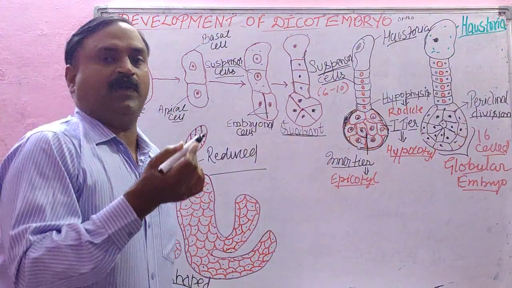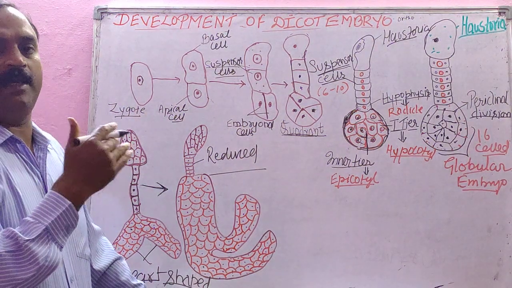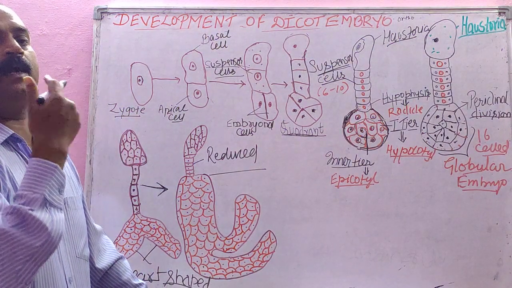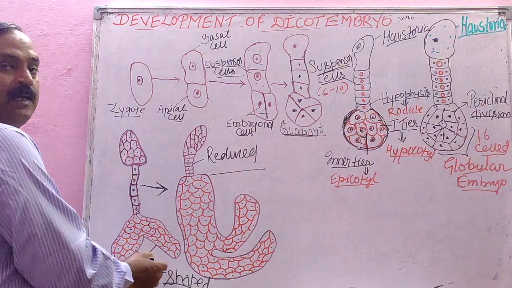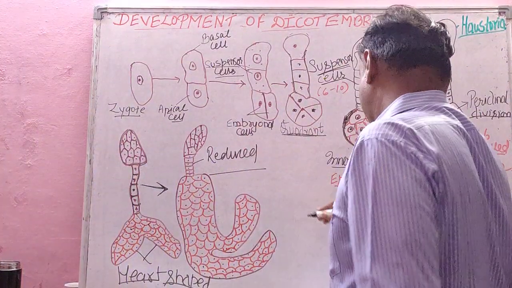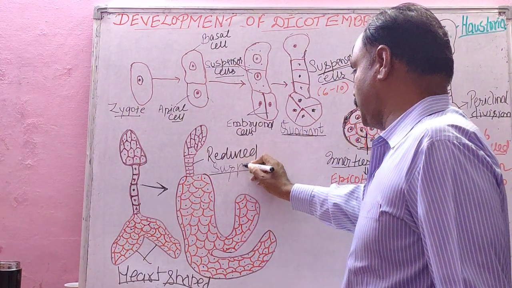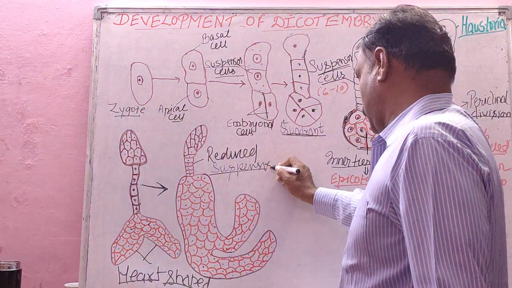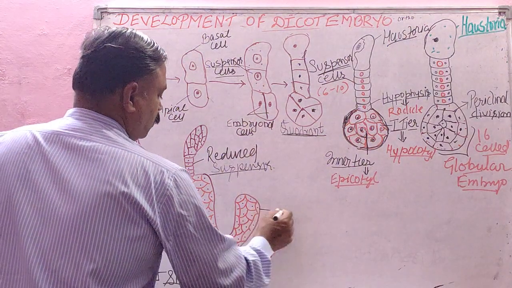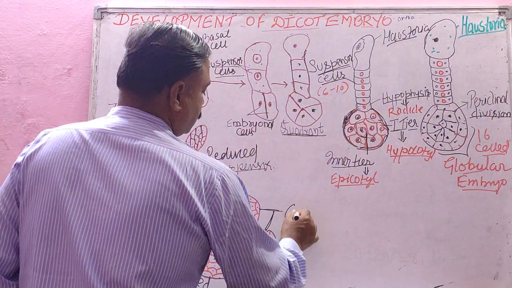dicotyledonous embryo, family Anacardiaceae. Very important for your NEET examination. Family Anacardiaceae, like mango, Mangifera indica, belongs to family Anacardiaceae. Cardia means heart. A heart-shaped embryo develops here. And now what happens here? The suspensor becomes reduced. Ultimately, the suspensor becomes reduced, and in the mature embryo we see two large cotyledons. This will develop into cotyledons.